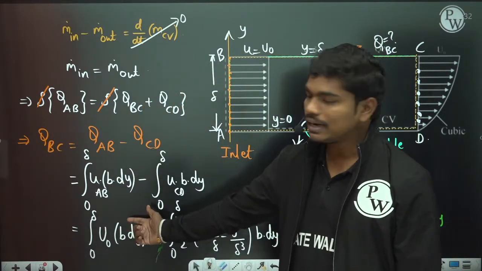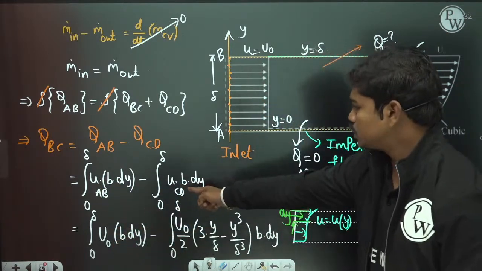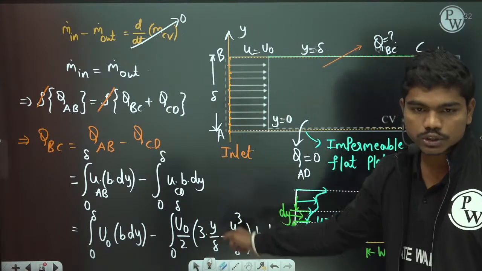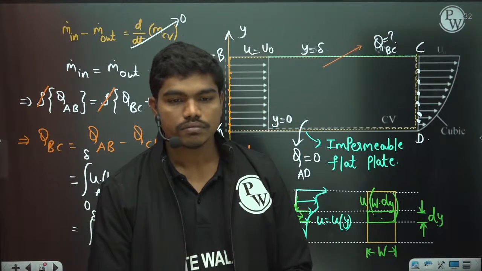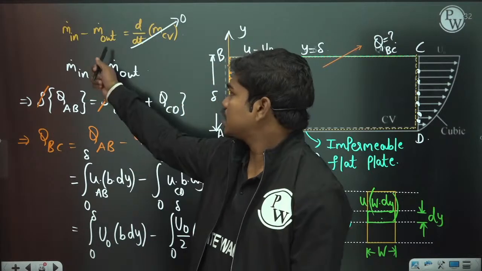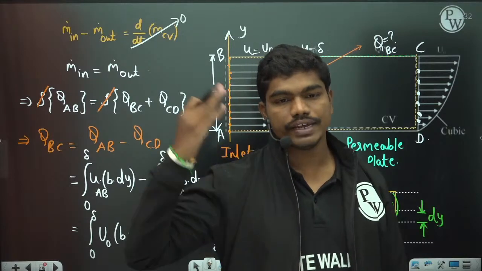We take the velocity profile at AB into b dy. Since u is constant, we have replaced it with u naught. Here this ucd is not constant, you have some function, so you replace it with that. Clear? Mass conservation, basically you see, mass conservation, we have applied to discharges and we have calculated the discharge through this phase BC.